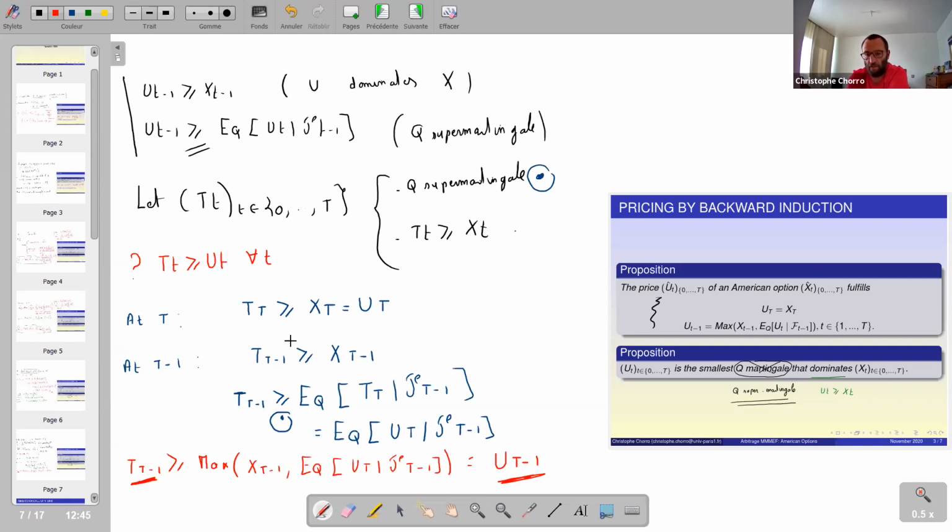Okay, so I have a characterization. In the case of a contingent claim, the price is a Q-martingale with a final value equal to my contingent claim. In the case of an American option, the price is the smallest Q-supermartingale that dominates the American option process. Okay, so I have this.